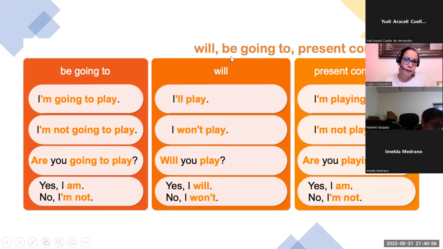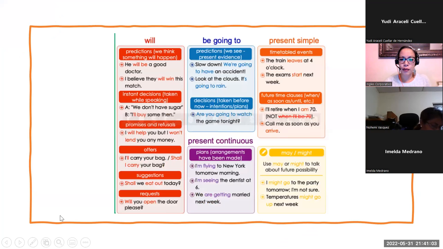To study this topic, para ir más a detalle, cuándo usar will, cuándo be going to, cuándo present continuous. Ya hicimos algún par de ejercicios y acá tenemos explicación adicional. Esto no le hagan caso, porque esto es otra cosa, son auxiliares o modal auxiliaries, pero lo que queremos ver ahorita es cuándo usar will, cuándo usar be going to y cuándo present continuous.